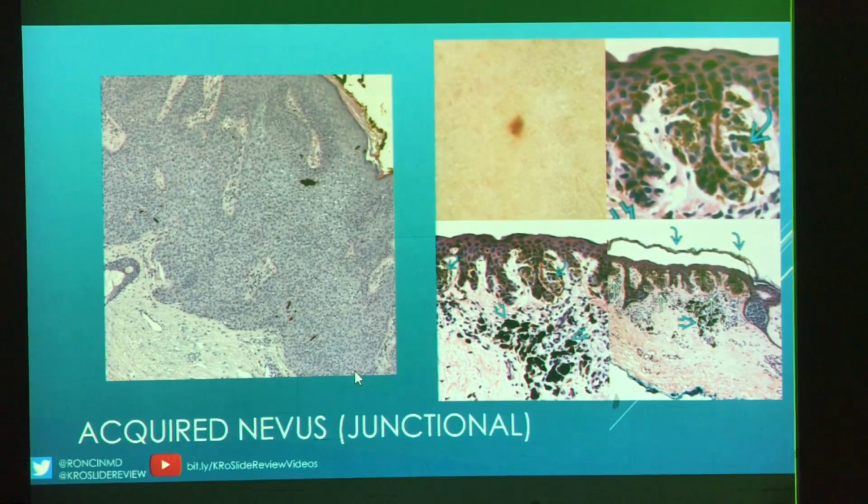So, okay, our first case. This is a junctional nevus, okay? So the larger picture is showing our case, and then we have some other pictures to just kind of give you an idea of what you're looking for.